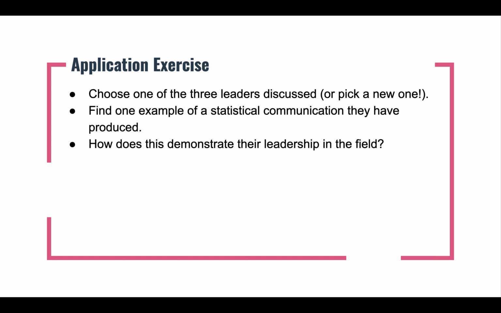Okay, so what I want you to do is choose one of actually 4. We discussed 4, and actually one had 2, so 5. Choose one of the 5 leaders discussed, or pick a new one, and find one example of a statistical communication that they have produced. And I want you to talk about how this demonstrates their leadership in the field. So I want you to go back to that original discussion, and in addition to talking broadly about what characteristics of a leader are necessary, I then want you to find an example of a leader. You can either use one that I've given or pick a new one. After you've picked the person, I want you to pick an example of a statistical communication that they've produced, not one that was discussed today, so a different example than one that I gave. And I want you to talk about how this demonstrates their leadership in the field.